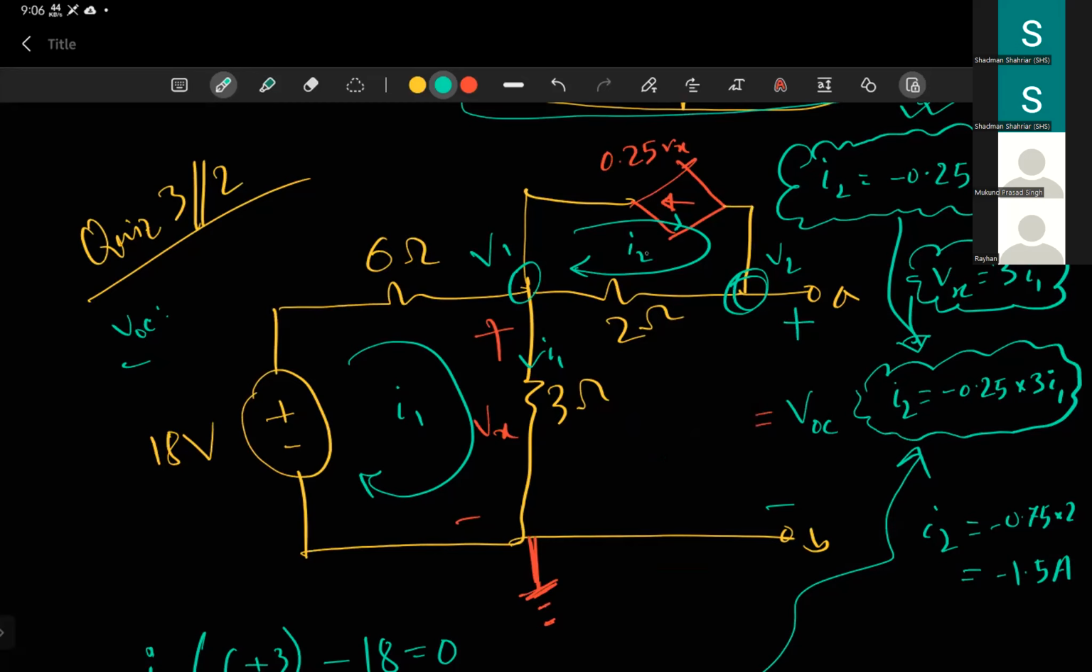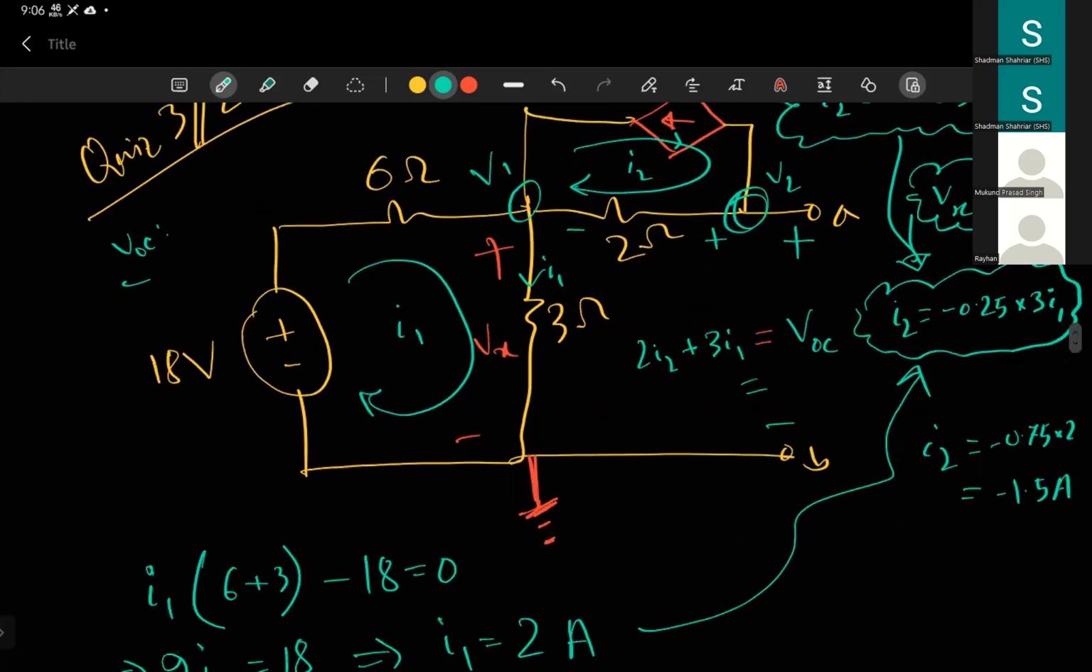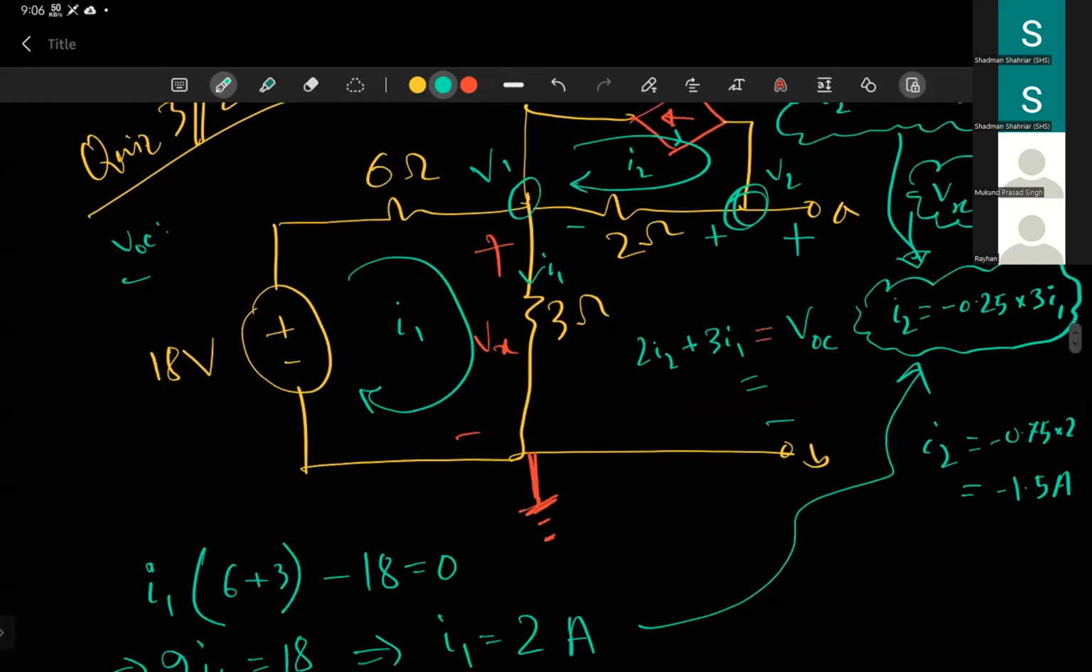So if you are using mesh analysis, this would have been much easier to solve, given that you can figure out how to write VOC in terms of I1 and I2. 2 times I2 is minus 1.5 plus 3 times 2. The value here is minus 3 plus 3. So this is 3 volts, right? So VThevenin is 3 volts. The value of VOC is basically 3 volts.